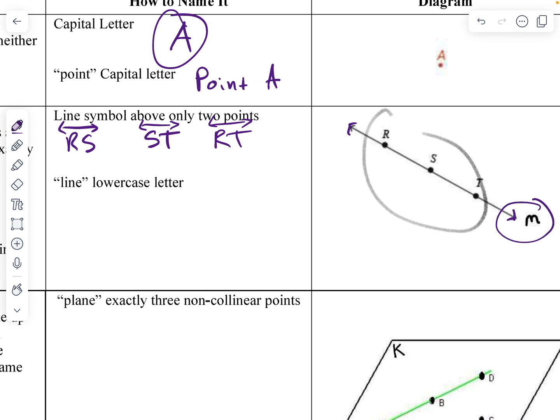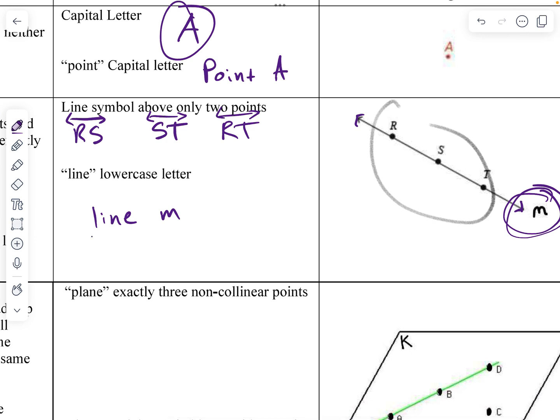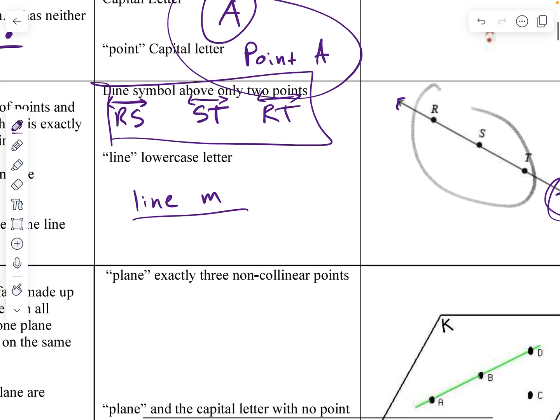Then if you can see over in the corner here, we've got a lowercase m. That lowercase m is just another way to name it, by calling it line m. Then you don't have to name two points, and you don't have to do the arrows on top. Sometimes that's all you get, just that little lowercase letter right next to it. So it's just another thing to look out for when naming a line. This would be lowercase if I'm naming it like that. Again, points are capitalized, so when I write these, they need to be capital letters too.